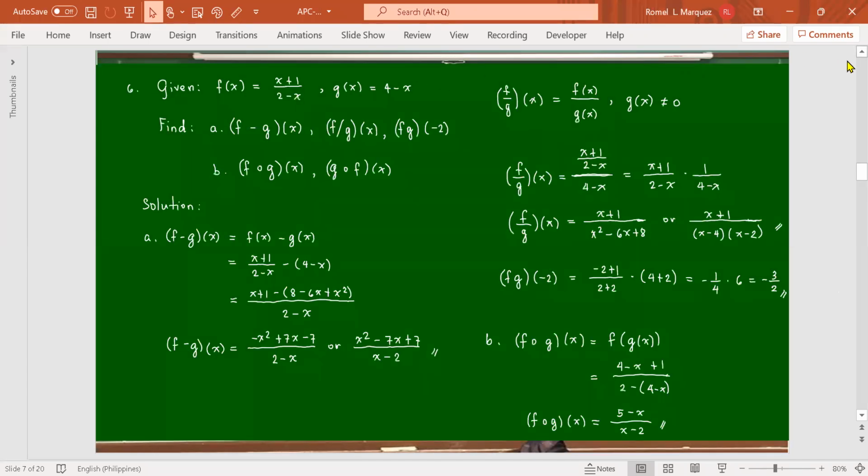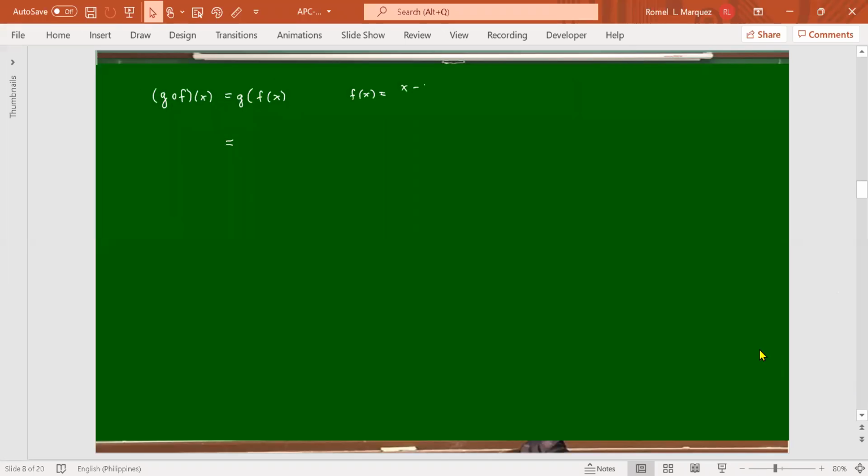G circle F of X. This time, we have G of F of X. So it's like our independent variable to the G is the F of X, no? So what is our F of X? Our F of X is equal to X plus 1 all over 2 minus X.